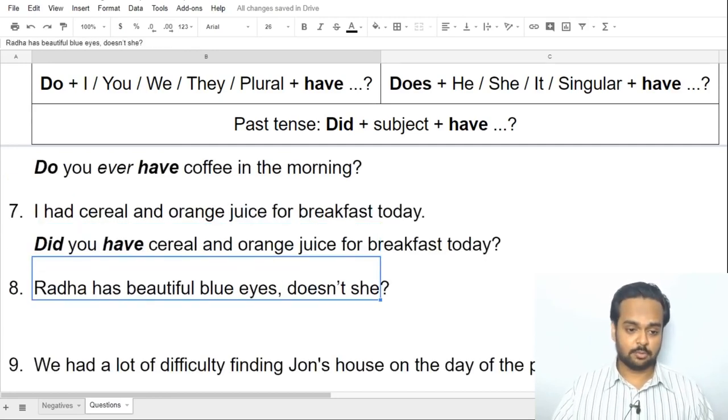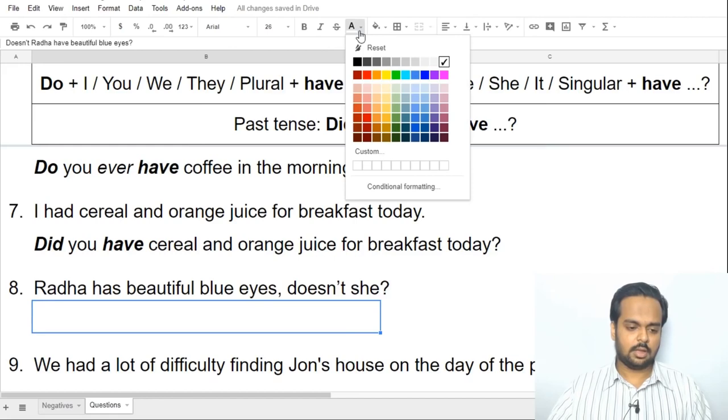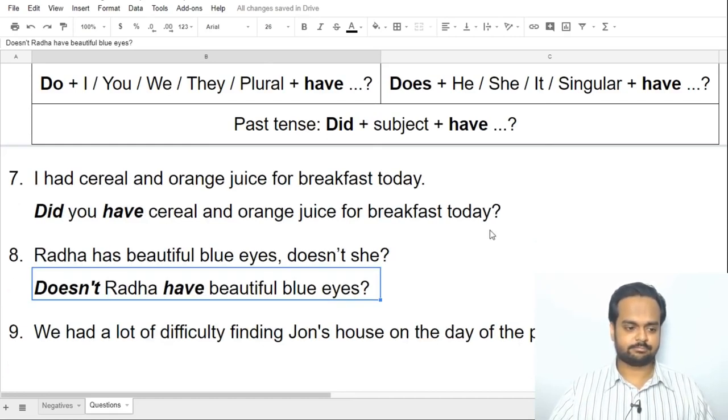Radha has beautiful blue eyes, doesn't she? Now, this is already a question, so I'm going to make a negative out of this, and I'm going to say, doesn't Radha have beautiful blue eyes?